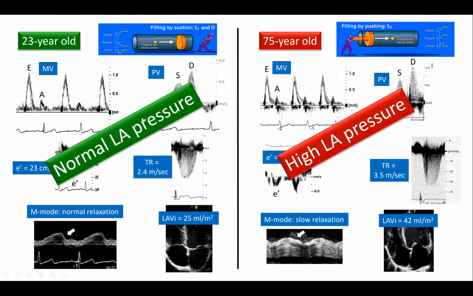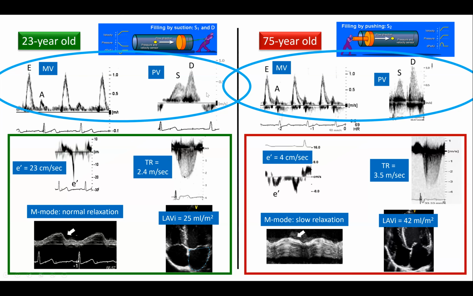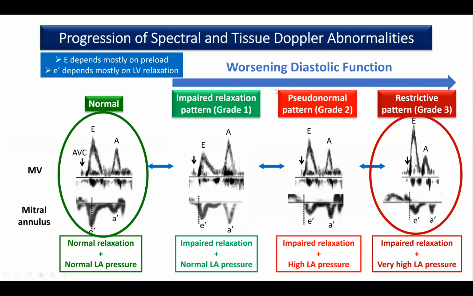So things are different. The left atrial pressure is perfectly normal here. The LA pressure is high here, even though the mitral valve Doppler and the pulmonary vein Doppler look alike. But what's going to give us the diagnosis is the E prime velocity, the tricuspid regurgitation velocity, the LA volume, the M mode, and other parameters as well. And what also would help us very much is knowing the patient's age. This is a 23-year-old and this is a 75-year-old.